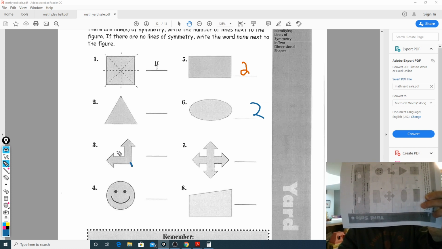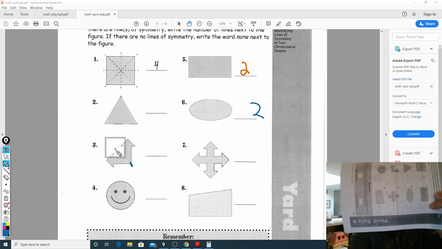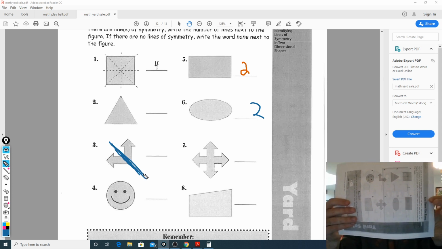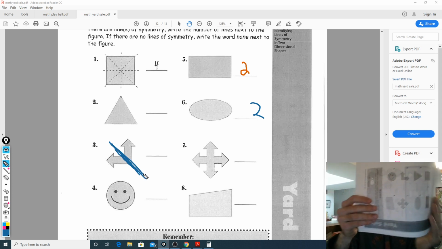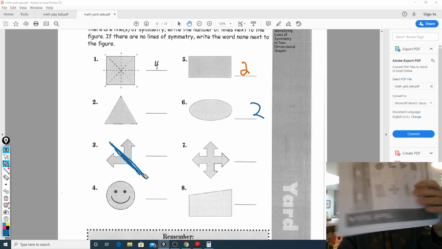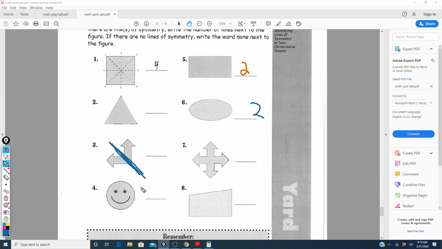you can then say it has a line of symmetry right here, right in the middle, because then you can mentally fold it over to where it covers the other side. From my understanding, and after looking at this, I believe that is the only line of symmetry right there.